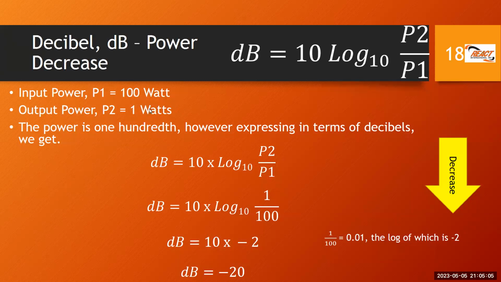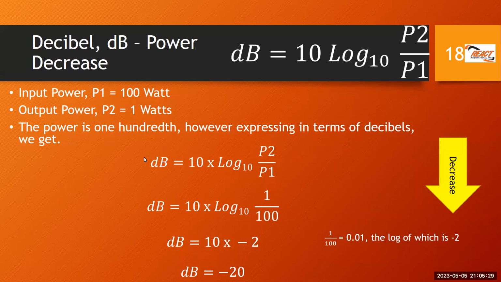That doesn't sound like a good deal, does it? But let's go with the example. So this is a power reduction. We are actually ending up with 1/100th of what we put in. So let's describe that in terms of decibel to show what the power loss is, or the negative gain, I should say. So let's go. P1, which is the input power, is 100 watts, and P2, which is the output power, is 1 watt.